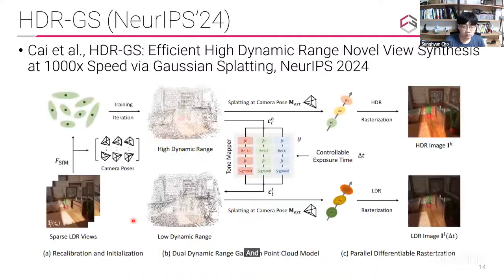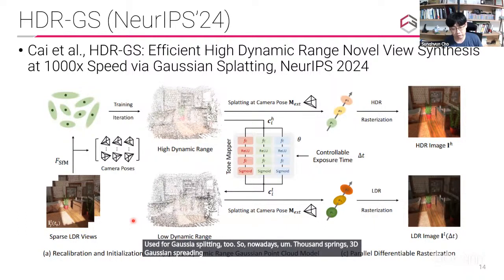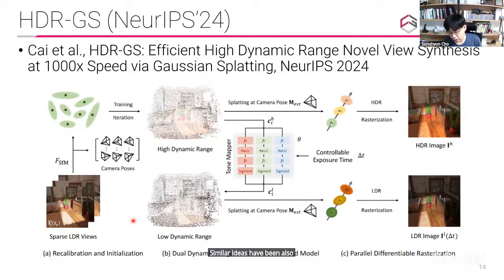And let me just skip this part. Similar ideas have also been used for Gaussian splatting too. Nowadays, 3D Gaussian splatting is more popular than NeRF, so similar ideas have also been adapted for Gaussian splatting. One example is HDR Gaussian splatting here. The basic idea is pretty similar, but they applied the similar idea to Gaussian splatting. Let me just skip this part.